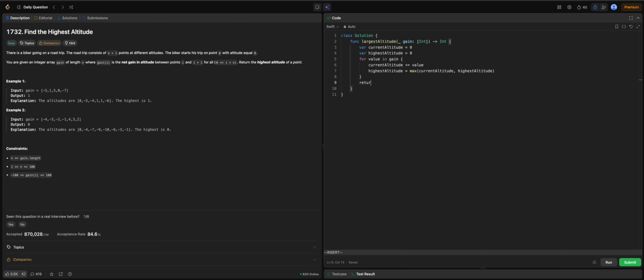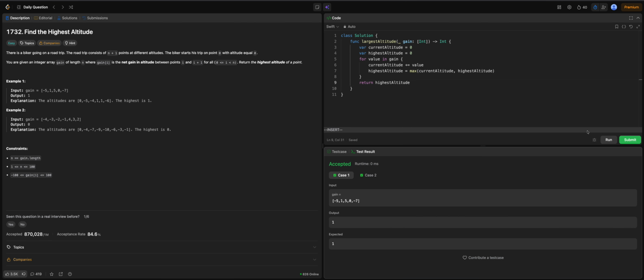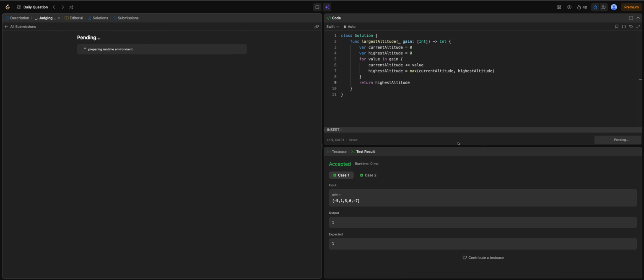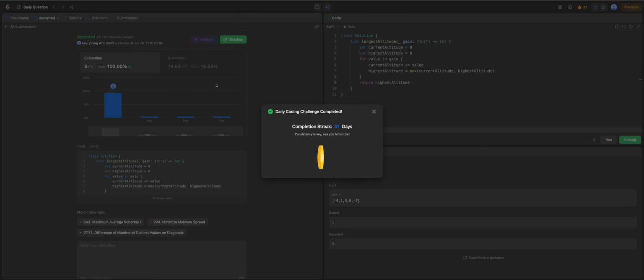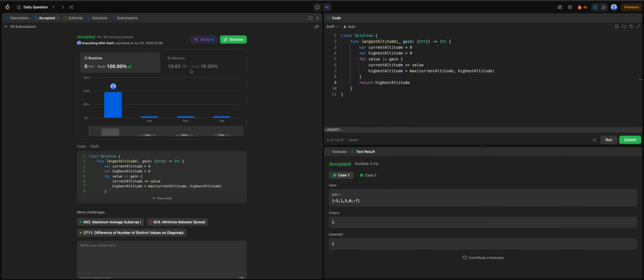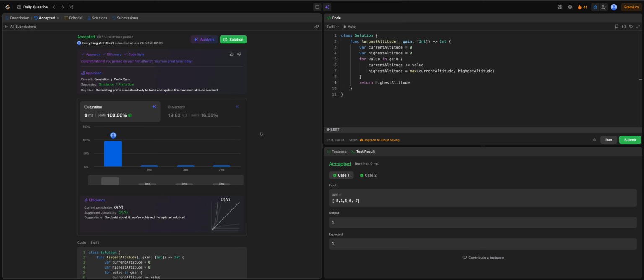And just return the highest altitude. I think that is a very easy question, I would say. The time complexity will be O of n, and the space complexity will be O of 1, because we don't use any extra data structure or any other extra memory aside from looping through the given array.